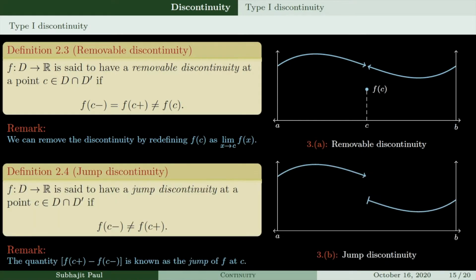Next, we have jump discontinuity. So very easy to understand. Jump discontinuity at a point is when the left-handed limit and right-handed limit are not the same, and the right-handed limit minus the left-handed limit is known as the jump of f at c. So this is the jump of f at c. Okay, this is pretty straightforward. Jump is something you will see in the greatest integer function, the step function. That is, the jump is there at every integer point.